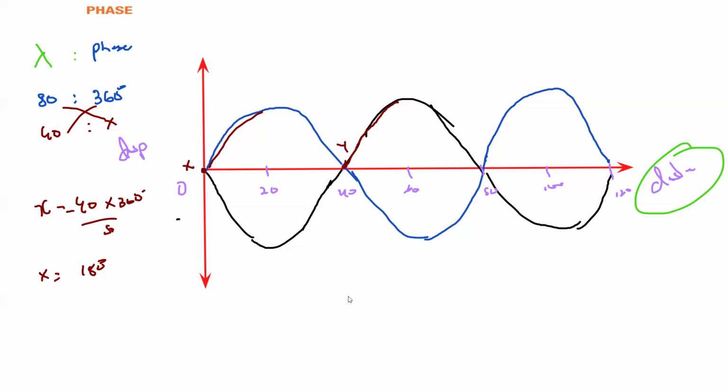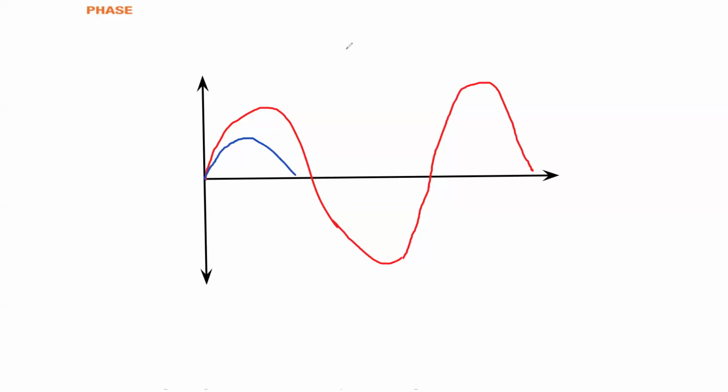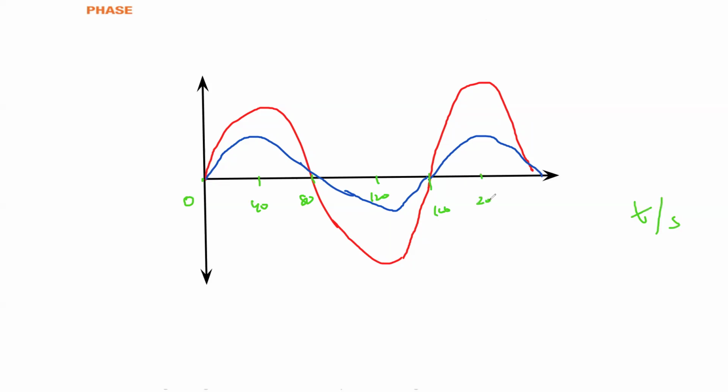Another example about the phase. This is one wave. And this is another wave. And so this is zero. This is a time axis. 40, 80, 120, 160, 200 and 240.